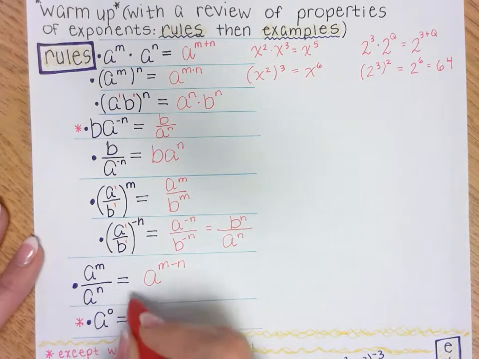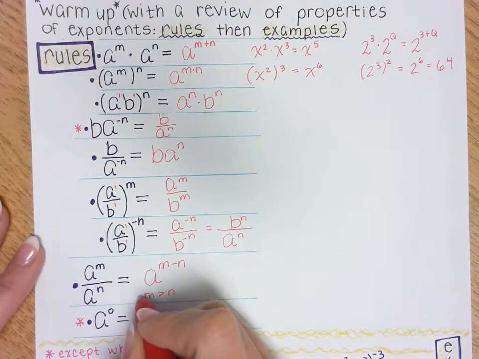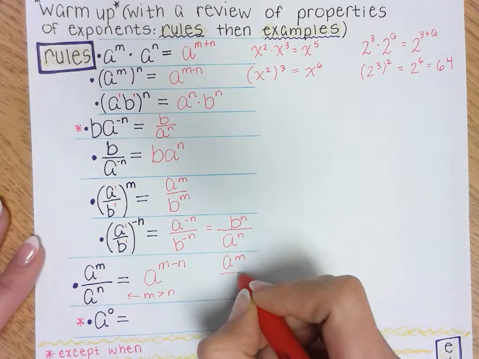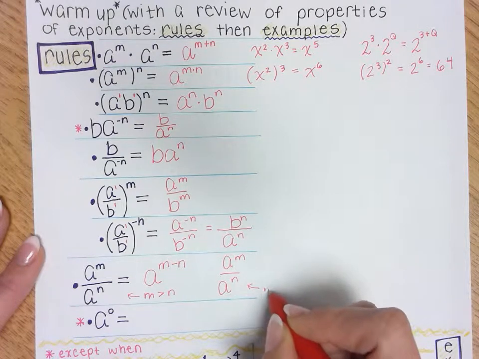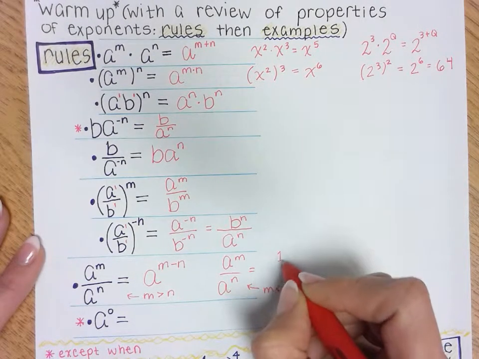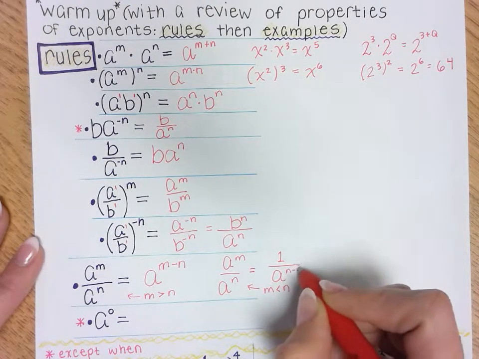Now, I like to put a little disclaimer here. I like to look at it this way when m is greater than n. However, let's pretend that m is less than n. Well, in that case, it'll go to the bottom, and n minus m is the winning exponent.